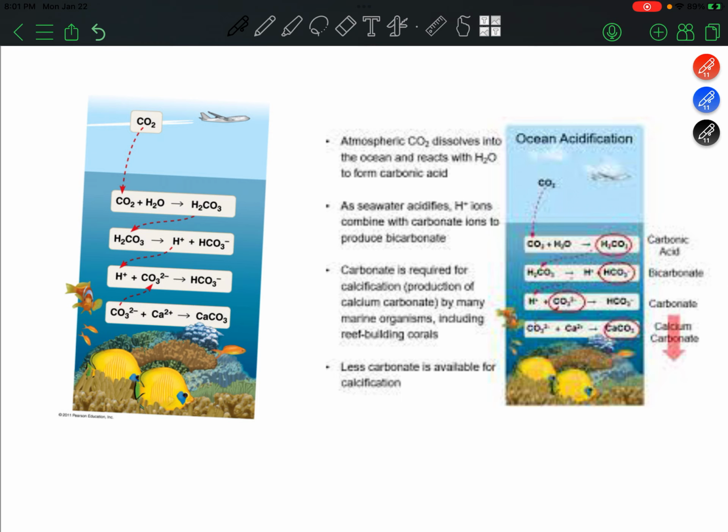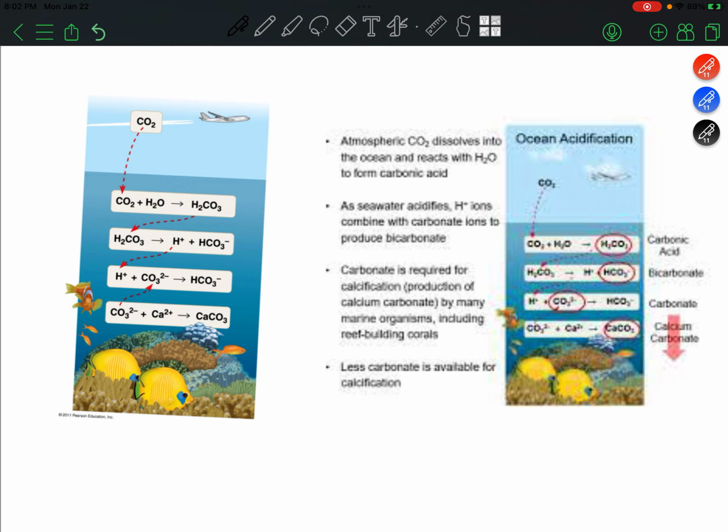Carbonate. Seawater acidifies and H ions, which are part of the factors in pH, right, combine with the carbonate ions to create bicarbonate, right? So there's H ions from the pH scale. Remember when we talked about those? Because it becomes acidified, they fuse with that carbonate ions, making bicarbonate.